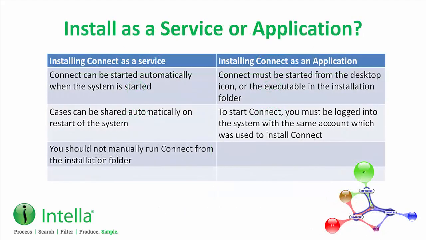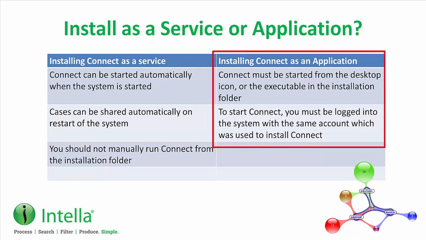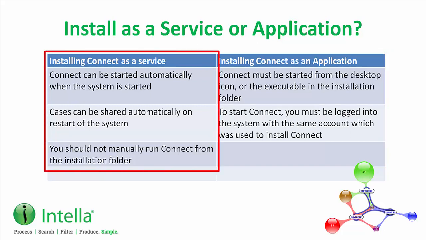Before we install Connect or Node, let's first discuss two ways to install Connect and Node. The first option is to install Connect or Node as an application. This means that to run Connect or Node, the same user who is logged onto the system during the install process has to be logged on to run Connect or Node. Also, Connect or Node has to be run from either the desktop icon or the executable file in the installation folder.